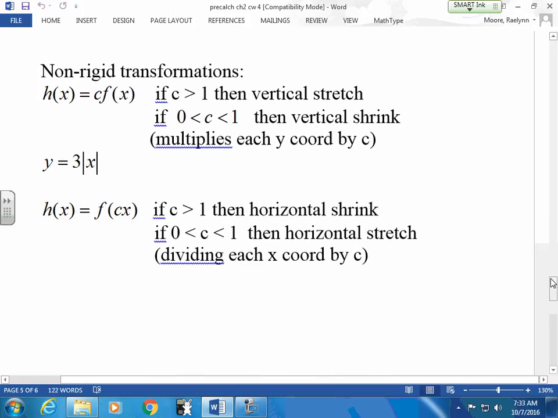So here's the horizontals and the verticals. So we just talked about that. If it's greater than 1, it's a vertical stretch. Now be careful of this. If it's a fraction between 0 and 1, it's a vertical shrink. What does this mean? It's a reflection over the x-axis, and a vertical stretch. This is not a stretch of negative 2. You can't have a stretch of negative 2. You can have a stretch of anything positive, but the negative is the reflection. So it has two transformations in it, a stretch and a reflection.